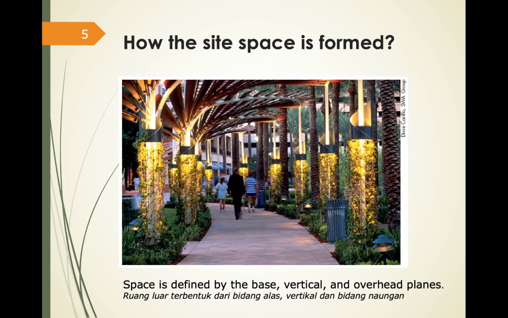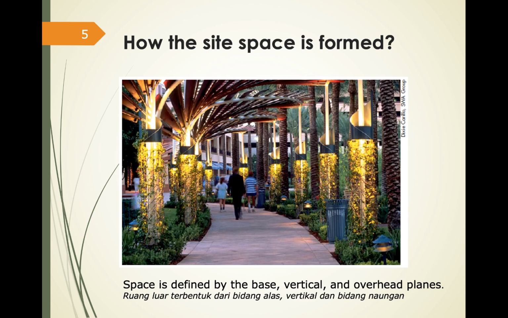If you know the book entitled Form, Space, and Order by Francis Ching, you will certainly learn about form defining space, the horizontal elements defining space, and the vertical elements defining space. Every space that we perceive in three dimensions is always defined by these three elements, which in architectural terms are commonly known as a floor for the base plane, a wall for the vertical plane, and a ceiling or roof as the overhead plane.